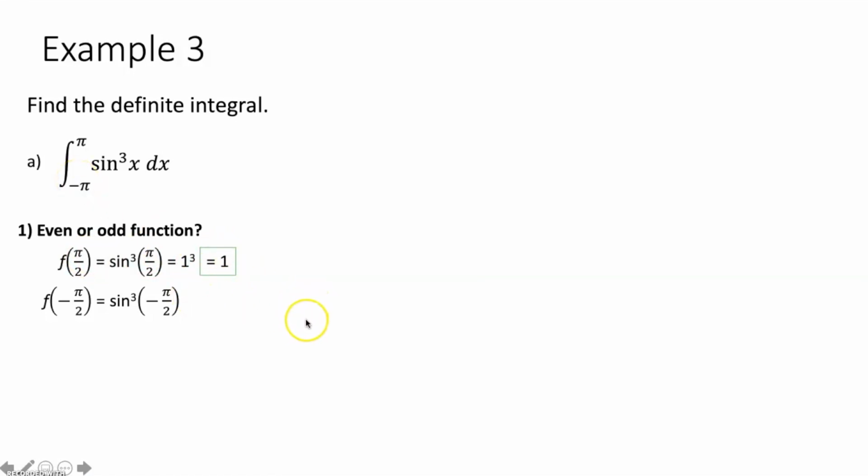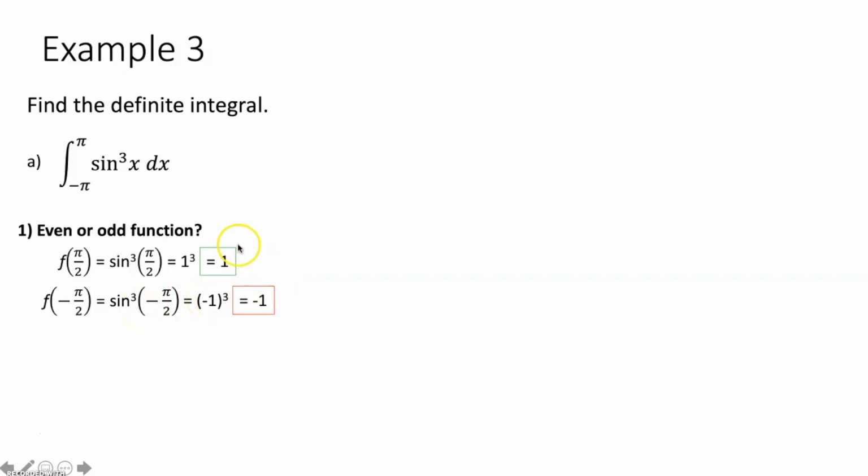If I get negative 1, then I know it's an odd function. If I get neither of those things, then it's neither an even nor an odd function, and I have to go back and integrate some other way. So let's simplify. Sine cubed of negative pi over 2 is the same thing as sine of negative pi over 2 cubed, which is negative 1 cubed, and negative 1 cubed is negative 1.